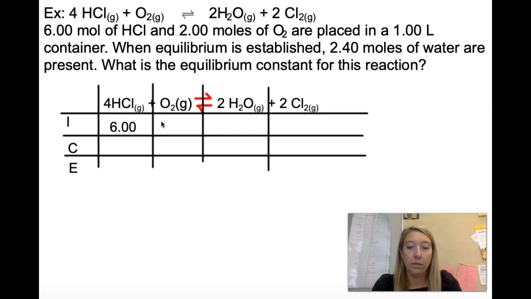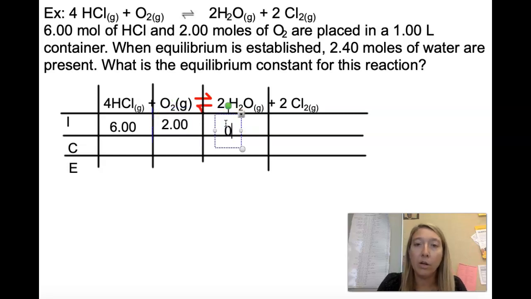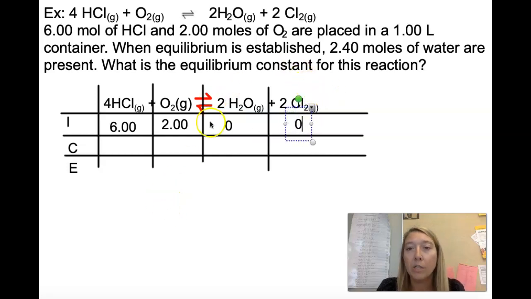So again, this is just going to be 2. Okay, we weren't given any info for the water or the Cl2. They're products, so we are safe to assume they are going to start at 0. Okay, so because our product started at 0, this has to shift towards the right, which means both of our reactants are going to get negative X values and both of our products are going to get positive X values.